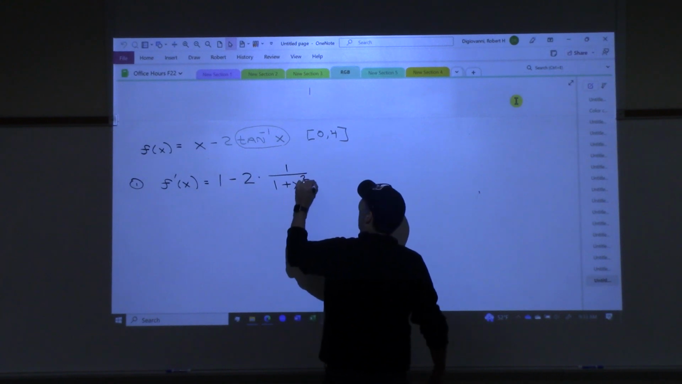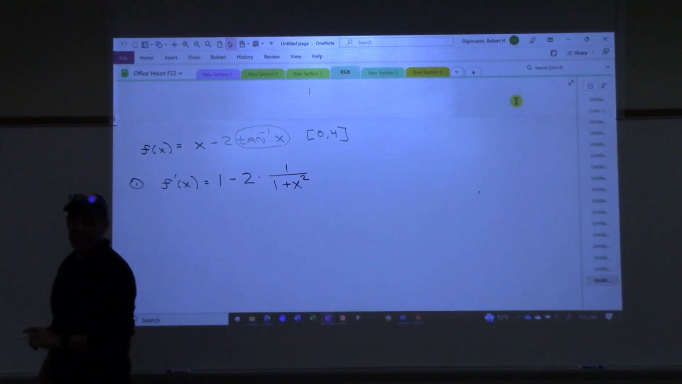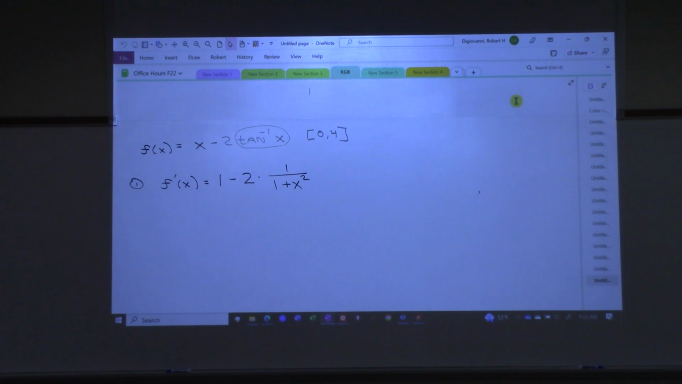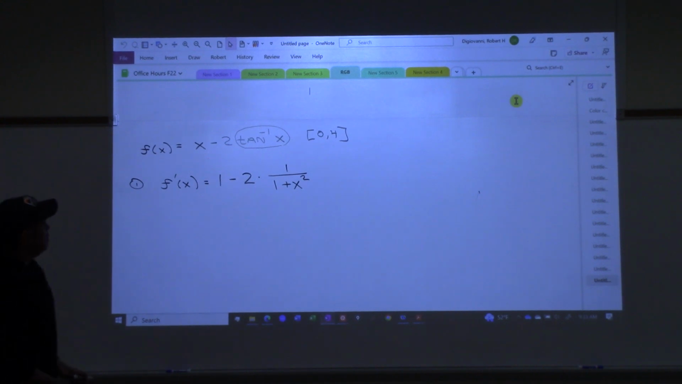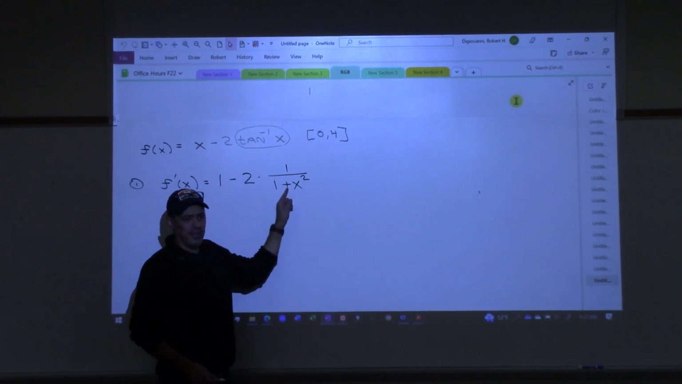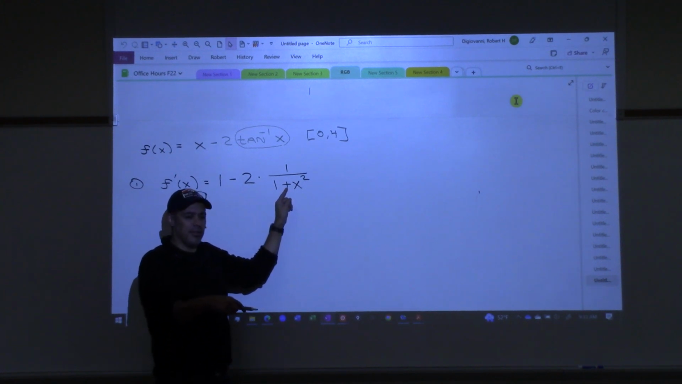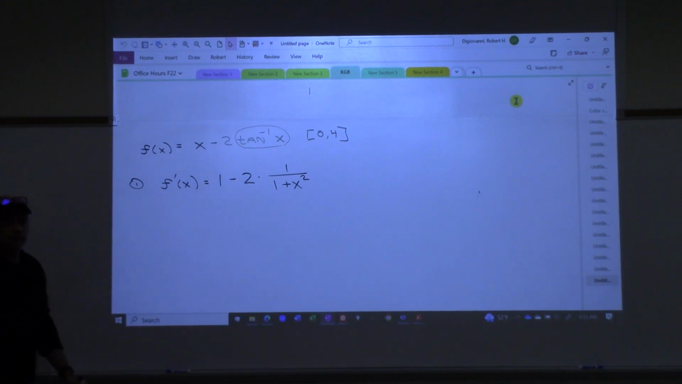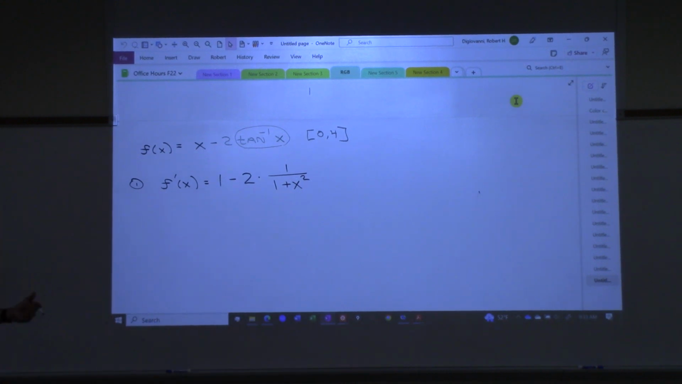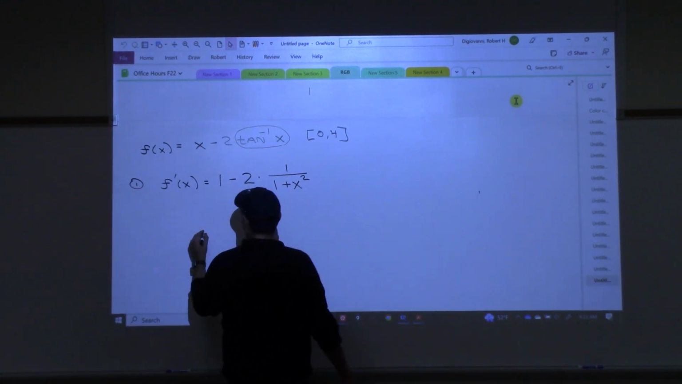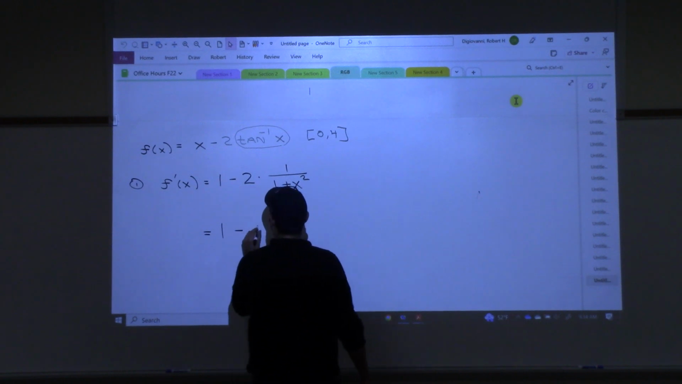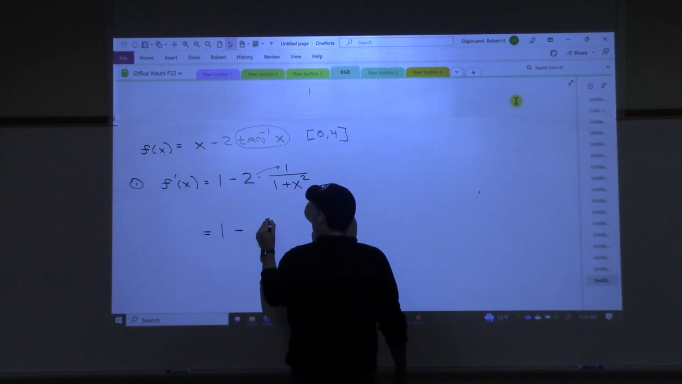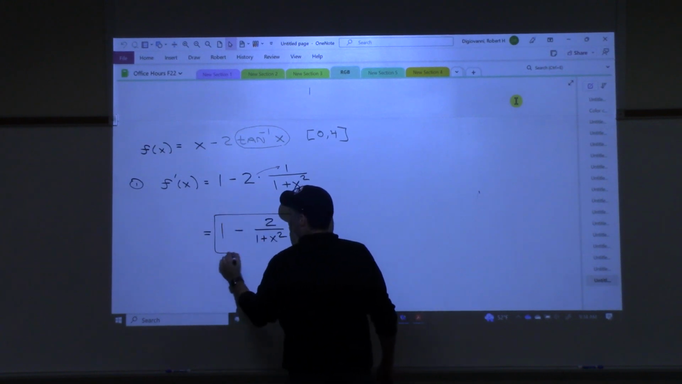Now that's one of the ones I told you should try and learn as soon as you can, because in Cal 2 we use that one all the time. The derivative of arctangent of x is this. If you're wondering why, you're going to have to go back and look in your lecture notes. We proved this. And that's it, that's your derivative. We can clean it up a little bit. We have 1 minus, I can just put that 2 up here, 2 over 1 plus x squared. There we go. That's our derivative.